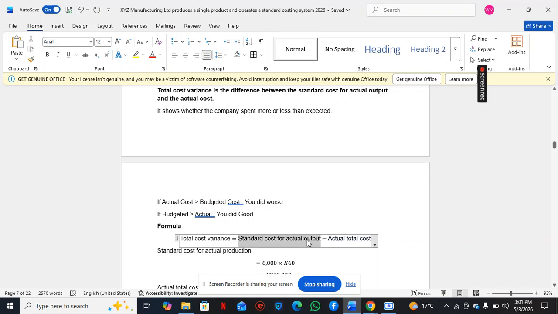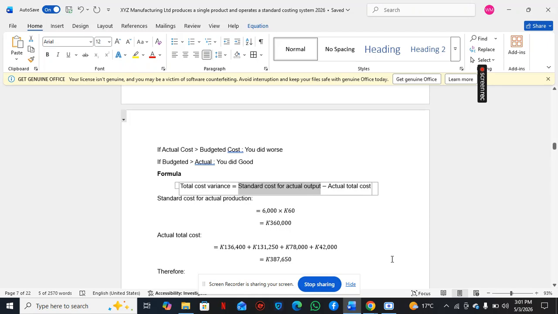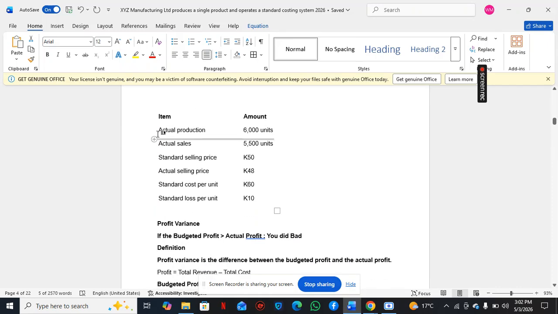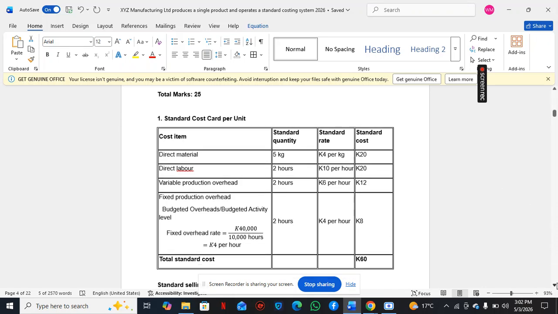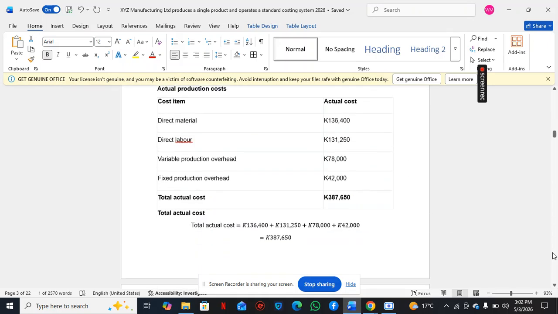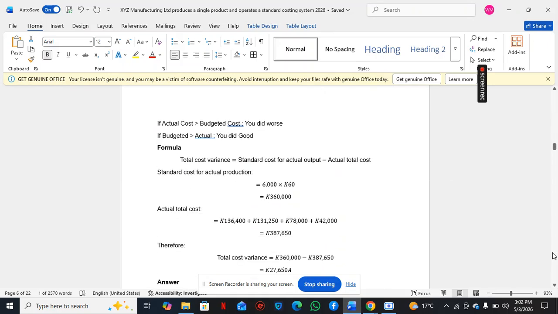So the standard cost for the actual output. Remember, they told us that actual production was 6,000 units, and our standard cost per unit is 60 kwacha per unit. So you're going to say 6,000 times 60, which is 360,000. This is what we're expecting to incur as our total cost for the 6,000 units we are producing. This is what we expect.